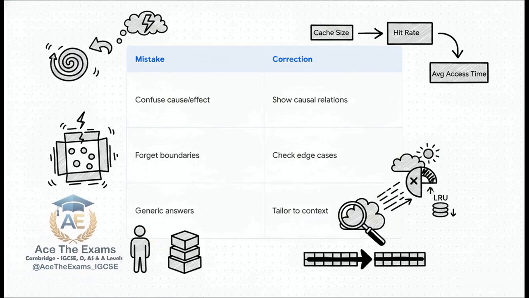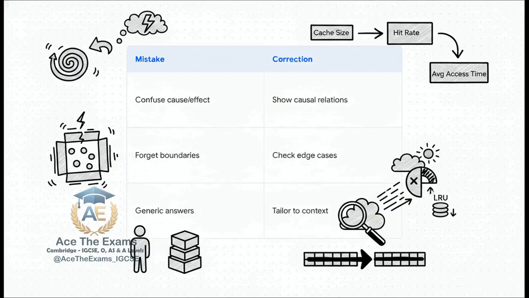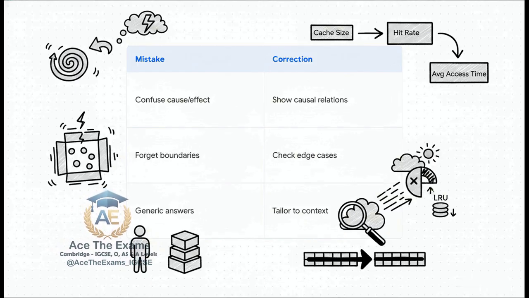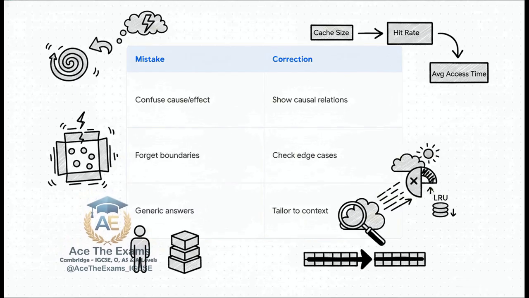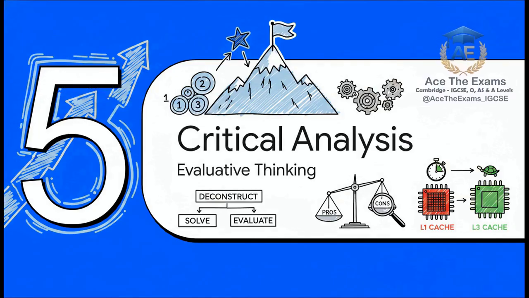Nothing. You must tailor your answer directly to the fact that weather forecasting involves massive arrays of sequential data, meaning spatial locality is extremely high, and therefore a larger cache line size would be highly beneficial. Context is everything. Let's move into Section 5, Critical Analysis and Evaluation. This is where we secure those final elusive marks by engaging in deep evaluative thinking.